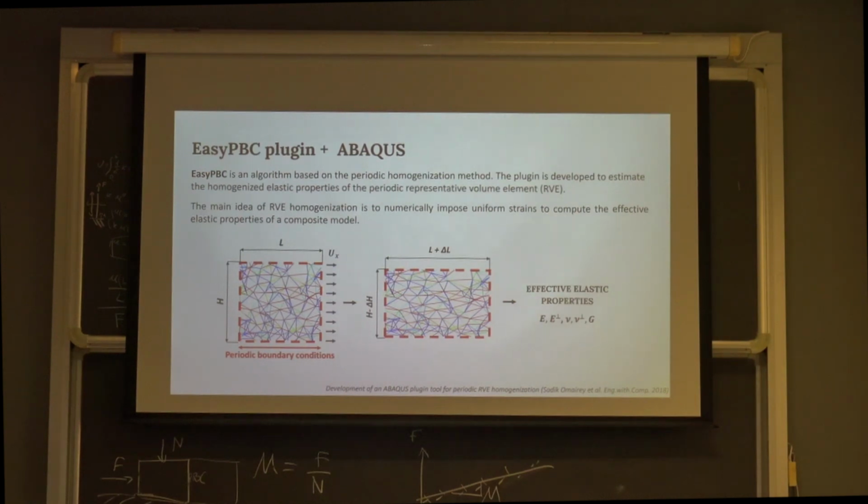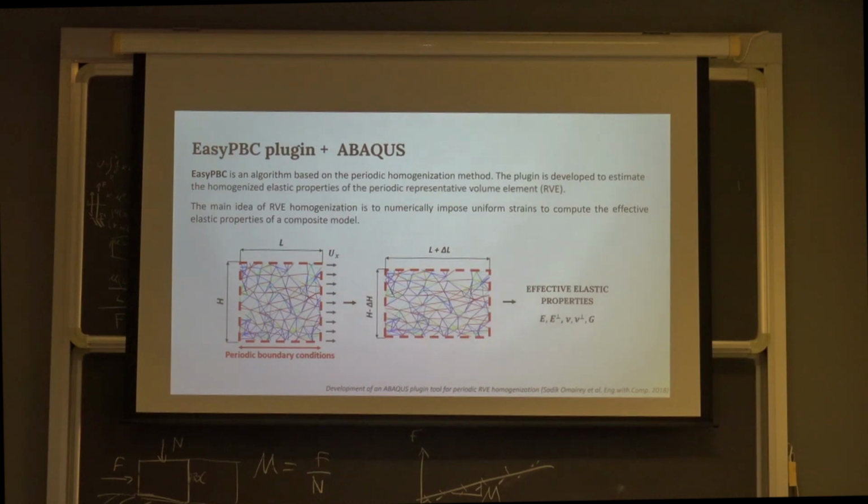In order to do this, we used the Easy PBC plugin with Abaqus. This plugin was developed by Sadik Omairey, who invented it actually for composites that have several phases. And we applied it to random networks. The only problem is that in order to use this, you need to have the same points on the left and right boundary and on the bottom and upper boundary. So we managed to construct the network such that it fulfills this condition.